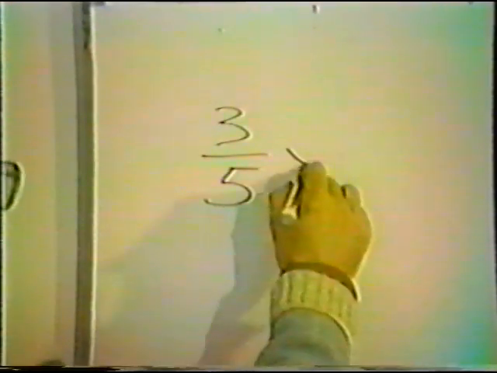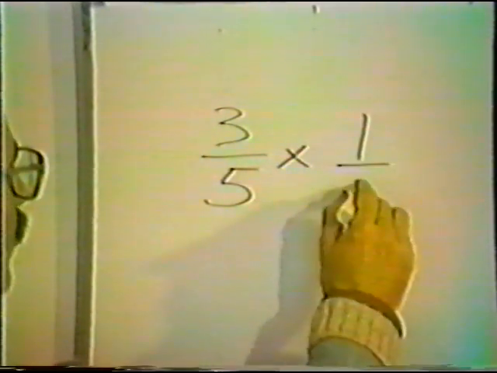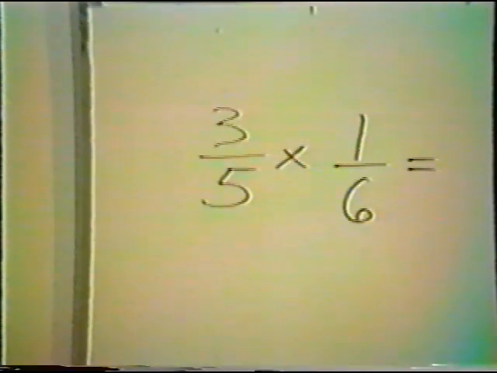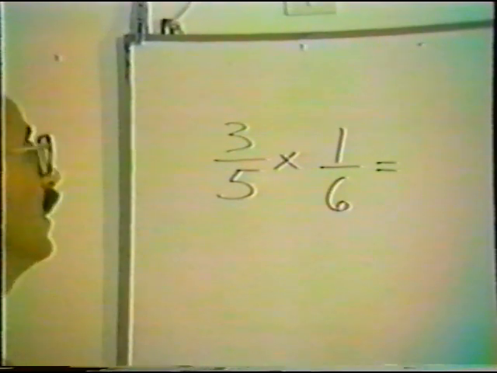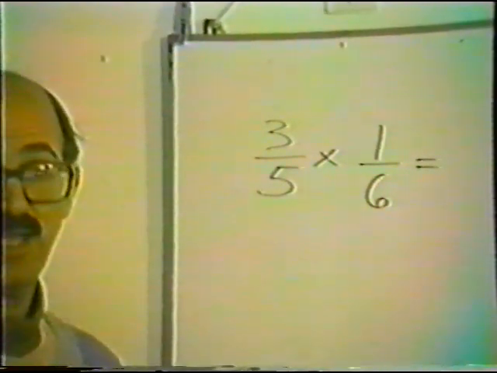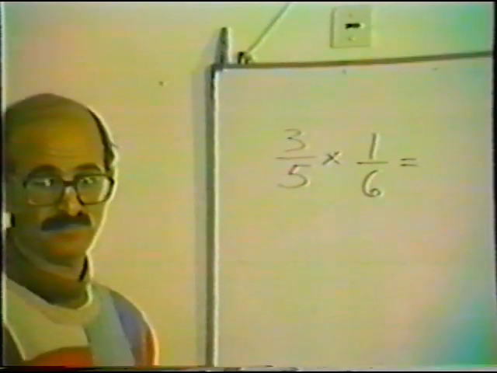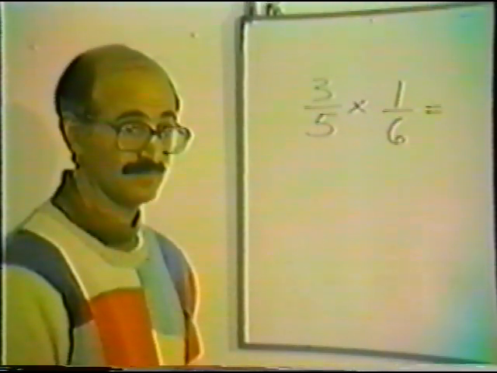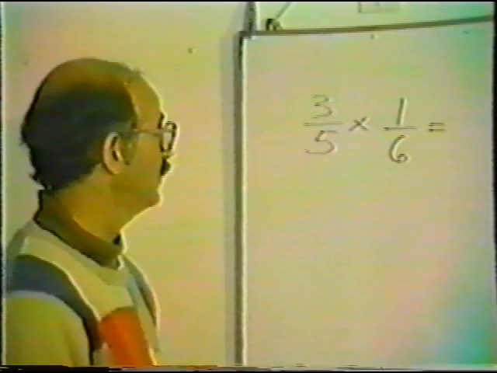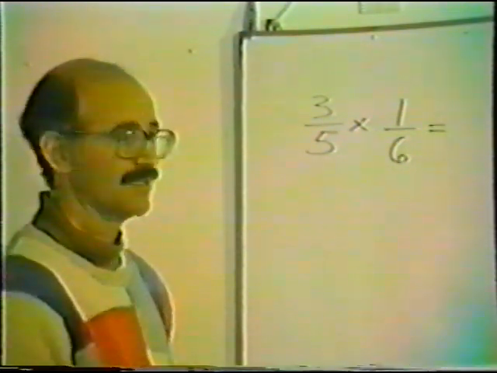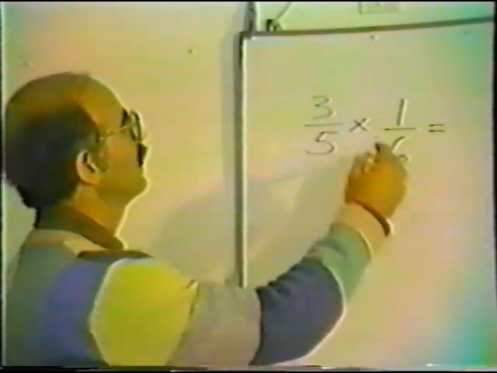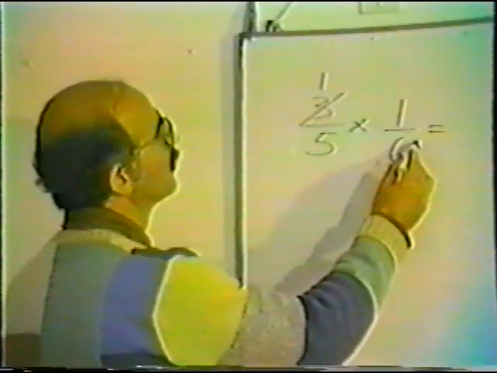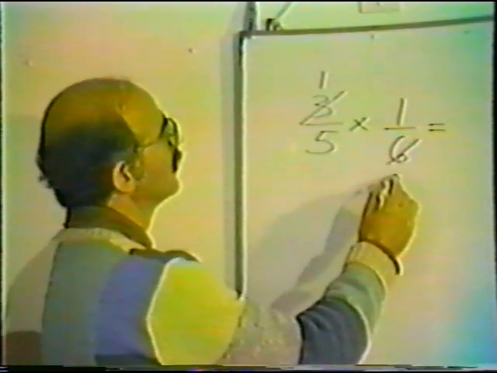3/5 times 1/6. Is there a number that will go evenly into something on the top and something on the bottom? Yes. What can I hit with what? 3. I can hit the 3 and the 6 with 3. 3 into 3 is? 1. 3 into 6 is? 2.